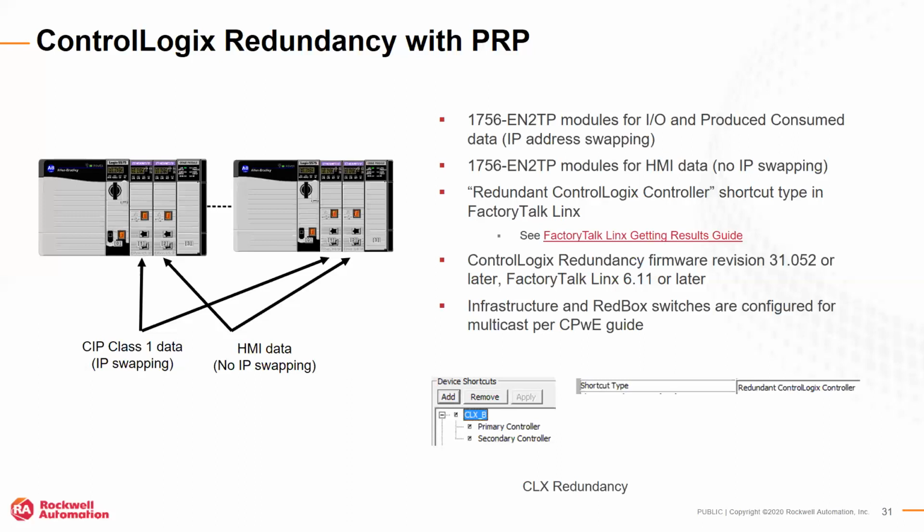There's a new redundant primary secondary controller shortcut available in FactoryTalk Linx. Another thing about FactoryTalk Linx is that beginning, I believe, with version 32 of Studio 5000, it's becoming the default communications that we're using on the controllers. You can still revert back to RSLinx Classic, but from version 32 on, the default communications is now FactoryTalk Linx. That's something you'll see a lot more of going down the road.